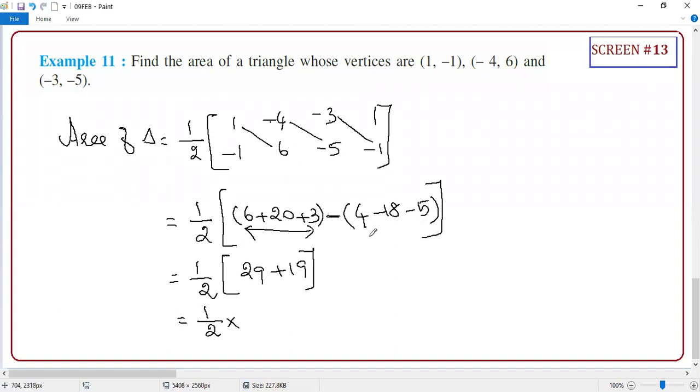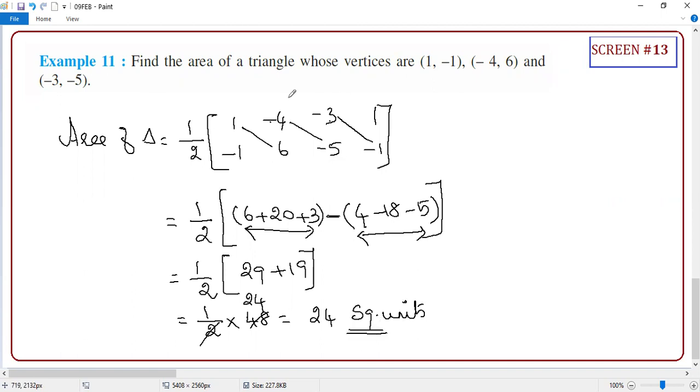Everyone, clear or not? Very simple now. What is the answer? 29 plus 19 is what? 48. So the answer is 24. So 24 square units. Why, sir? Because it's area. Clear or not?